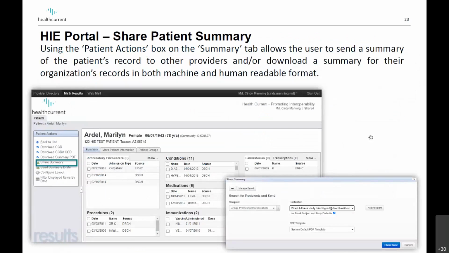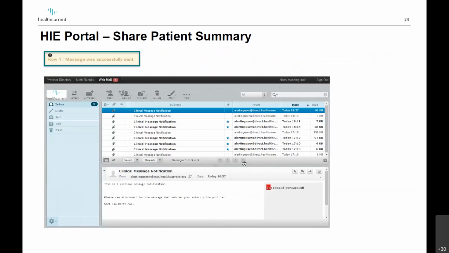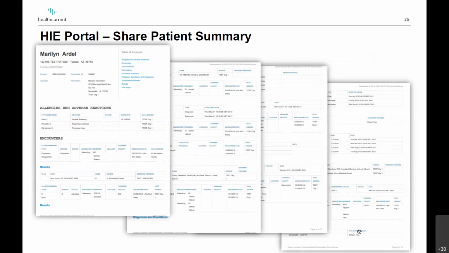You can also share a patient summary. So we're going to hit share. And I'm going to select the whole summary, and I'm going to pick a recipient. When you click on share, it'll pop up a box. You select your recipient, and I'm going to send it as a PDF, and I'm going to hit share now. And again, here it is, right here. It was successfully sent.